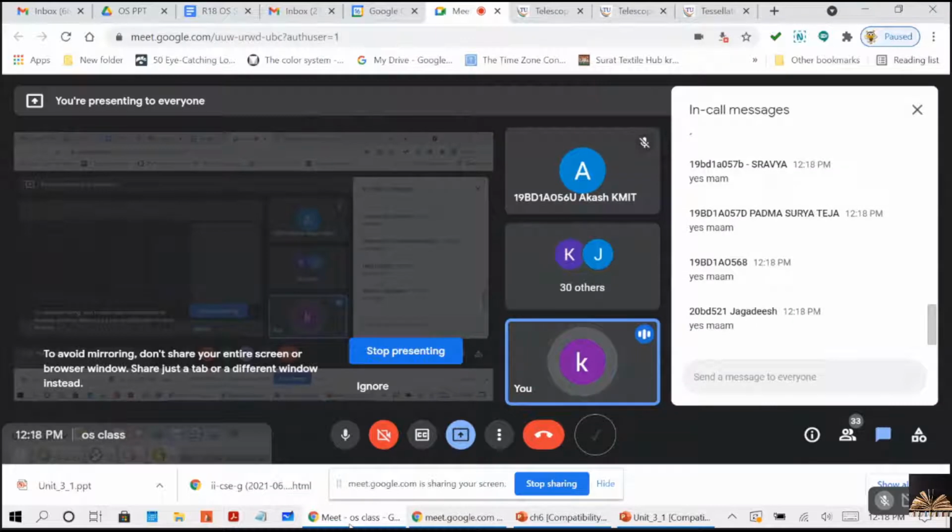Then we will see the critical section problem. So I'll have some water and come. Give me 2 minutes. Today, if we can complete this critical section problem, in the next class we can see the synchronization hardware.